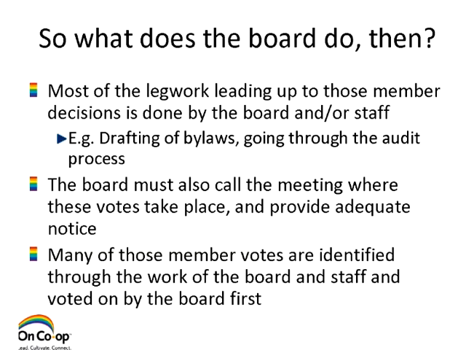The board's responsibility is also to call those meetings, and they also need to legislatively provide enough notice. So it's a minimum of 10 days and no more than 50. And that's just to make sure that the process isn't being hijacked and that members have adequate time to get to the meeting and know about it. And so many of the needs for member votes are identified by the board and staff as a result of carrying out the business of the cooperative.